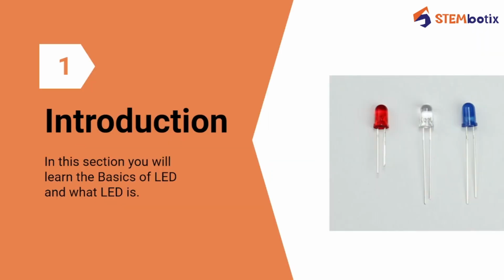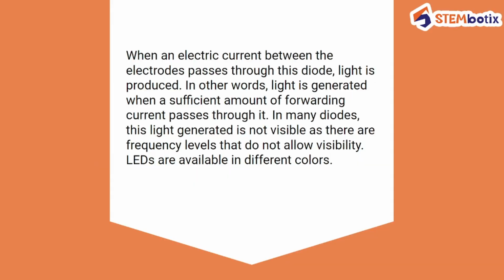So, guys, let's start today's session with the introduction to LEDs. As we discussed in the previous lecture, an LED is something which generates light whenever there is a current flowing through its electrodes in forward bias condition only. When an electric current passes through this diode between the electrodes, light is produced. In other words, light is generated when a sufficient amount of forward current passes through it.